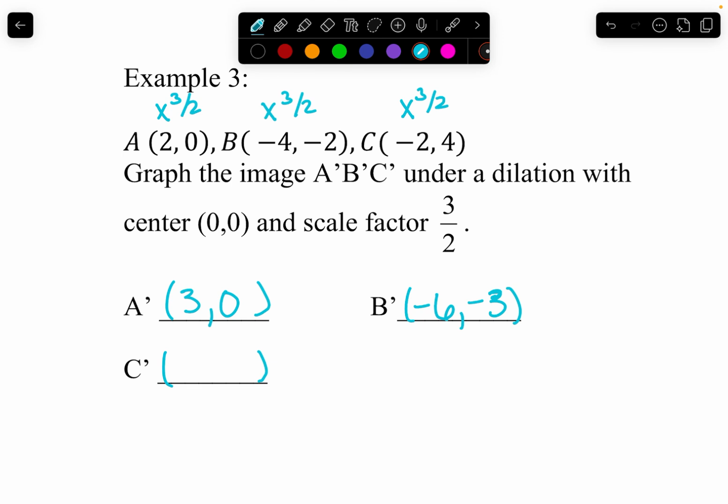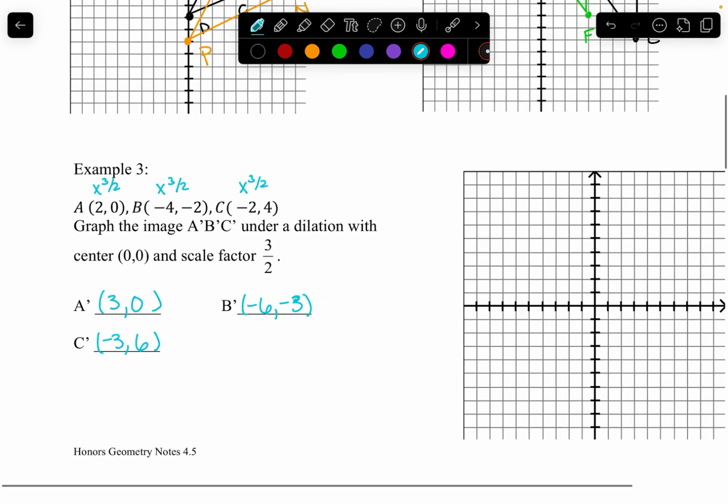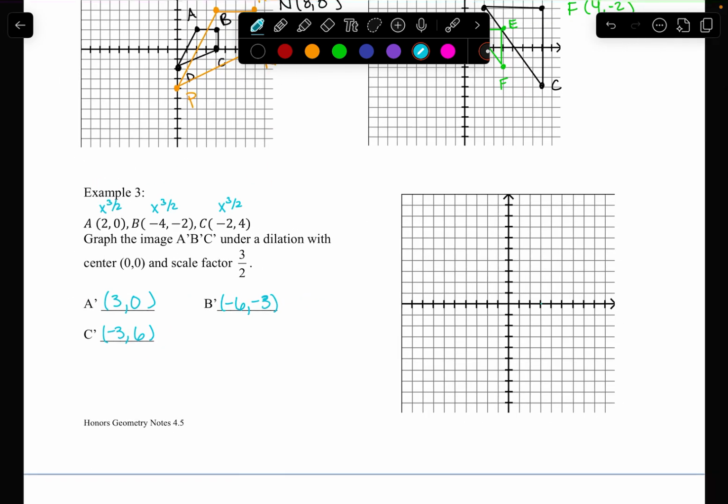-2 times 3/2 is -6/2, which is -3. And then 4 times 3/2 is 12/2, which is 6. So if I were to plot those points on this graph, I'm just going to do it. 3, 0. 1, 2, 3, 4, 5, 6. 1, 2, 3. And then -3, 1, 2, 3, 1, 2, 3, 4, 5, 6.